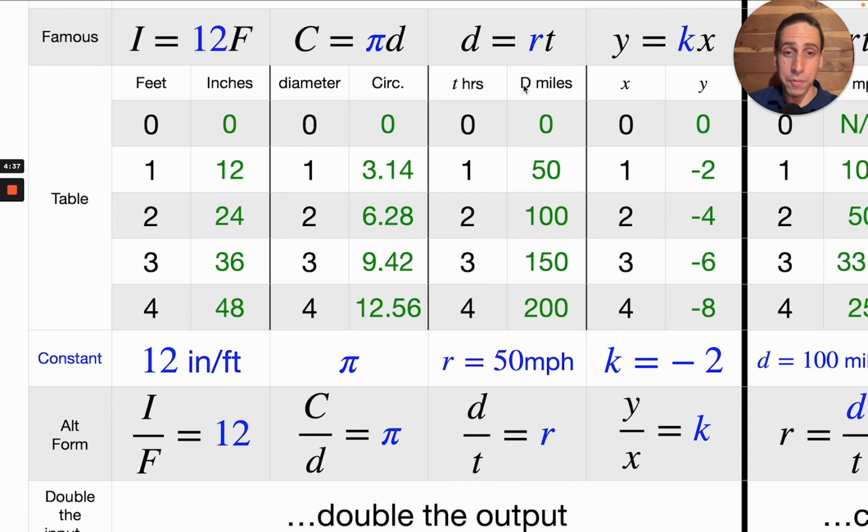An alternate form of this equation is d over t is equal to r. You could rearrange it and get that. And of course, doubling the input, like doubling the number of hours, will double the number of miles.